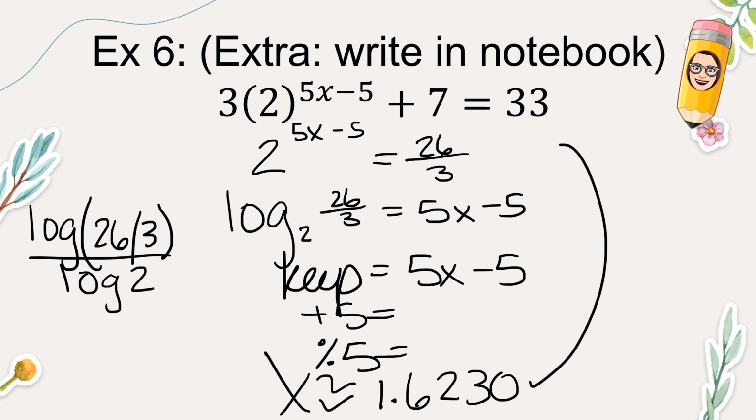Yep, I can check this. Keep it in your calculator. 3 times 2 to the second negative answer, times 5 and a minus 5. Get out of the exponent, plus 7. You should get 33. You can do that in your scientific calculators as well.